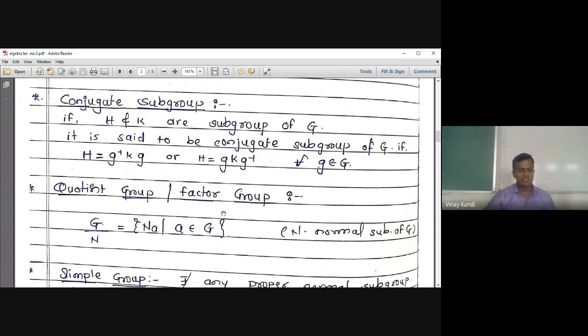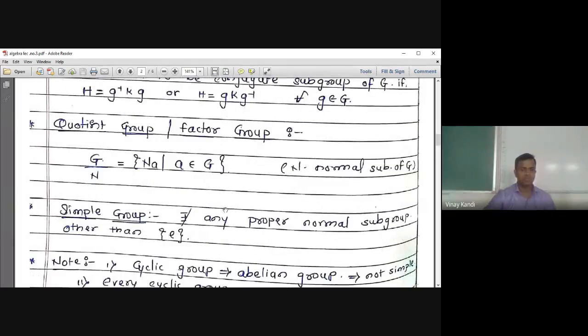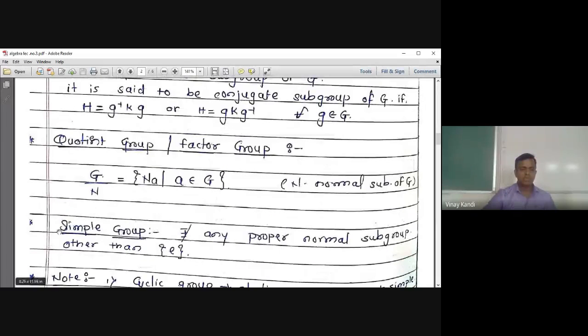Now the next definition is simple group. The simple group means there does not exist any proper normal subgroup other than singleton E. There does not exist any proper normal subgroup other than singleton E, then that group G is called a simple group.